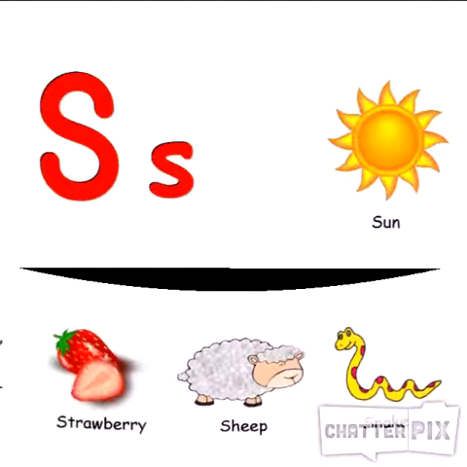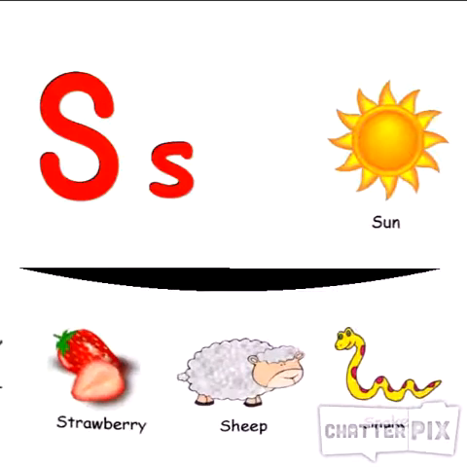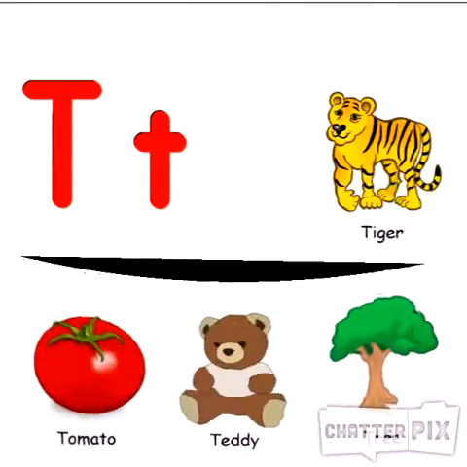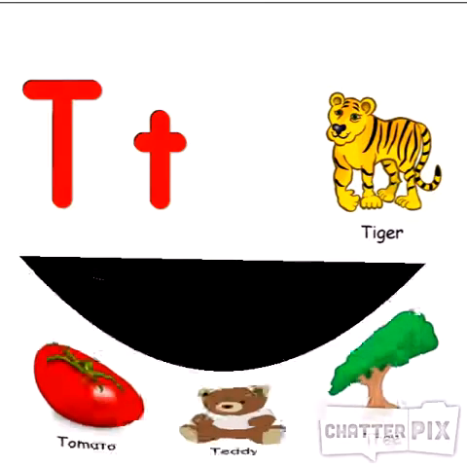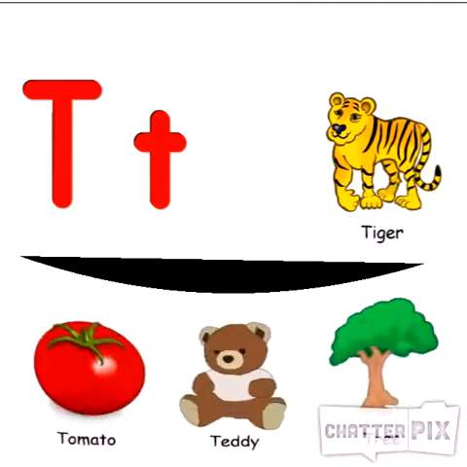S. Sun, S. Strawberry, S. Snake, S. Children, another letter is letter T. And sound of T is T.